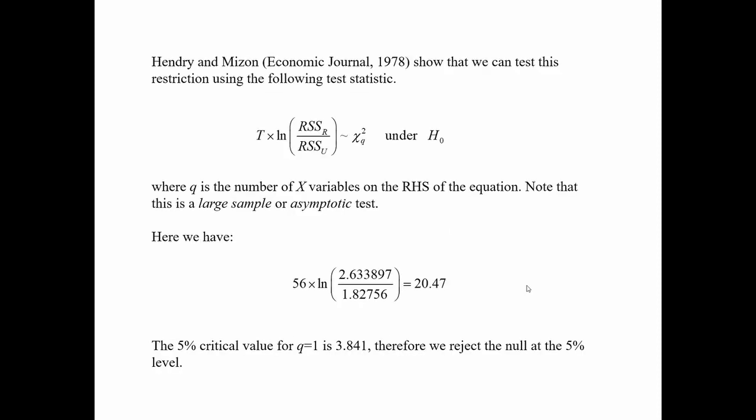Well, there is a test which is based on the work of Sargan and was revived in 1978 in a paper by Hendry and Mizon in the Economic Journal. They argue that you can test this nonlinear restriction using the following test. We take T, the sample size, multiplied by the log of the ratio of the restricted and unrestricted residual sums of squares, and under the null hypothesis that the restriction is valid, this follows a chi-squared distribution with q degrees of freedom, where q is the number of x variables on the right hand side of the equation.